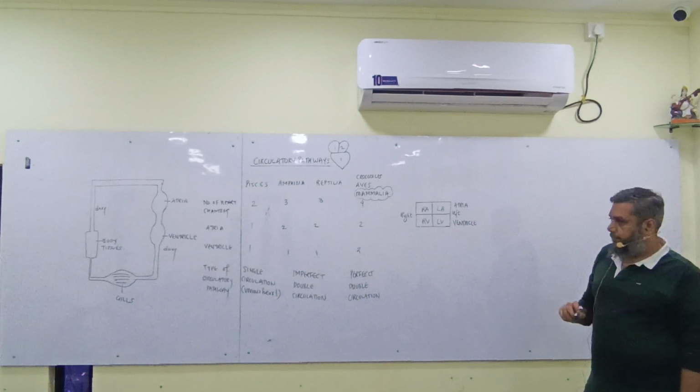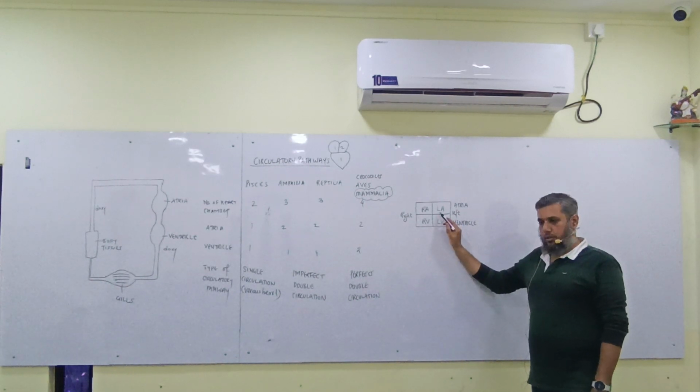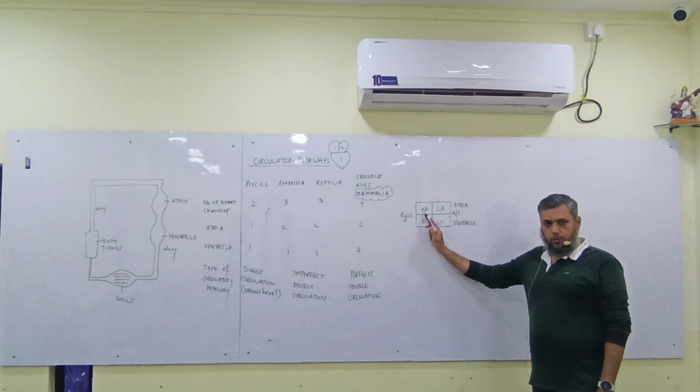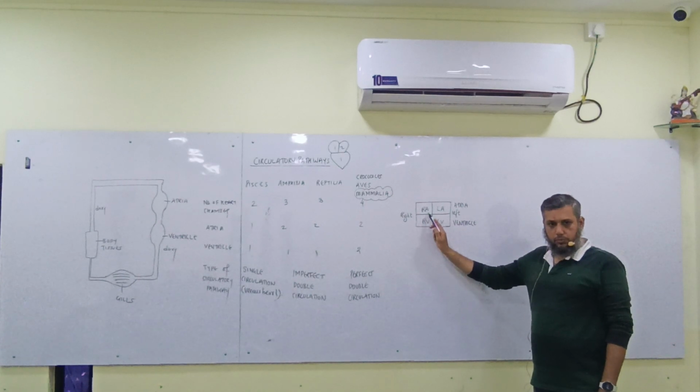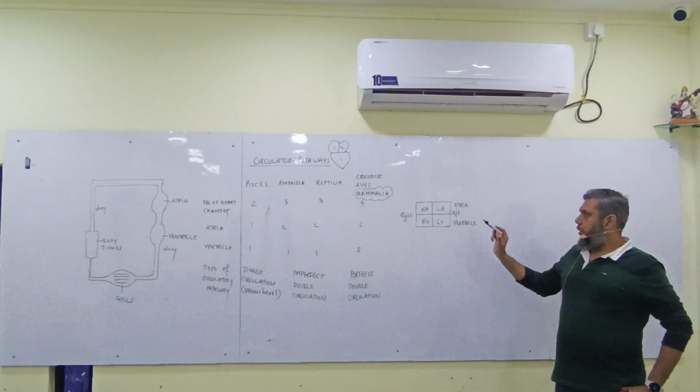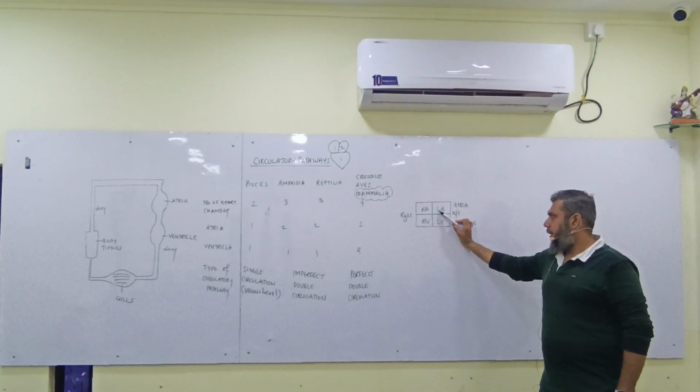Is this clear? Yes. So now you can tell me, this is oxygenated blood receiving. Yes. So we look at the first alphabet.